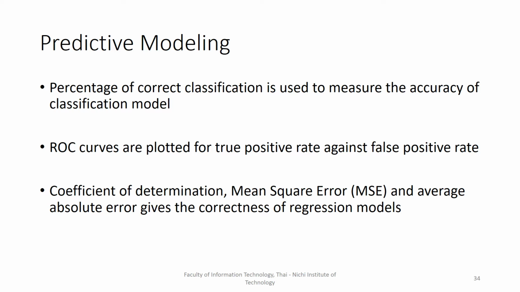But when it comes to regression models, that is, the value which we may get in the future, we go for metrics like coefficient of determination, mean square error and average absolute error. These are the metrics which we use to calculate the correctness of the given regression models. So I have given these metrics used for validating the given predictive modeling technique. These methodologies will be discussed in detail in another video.